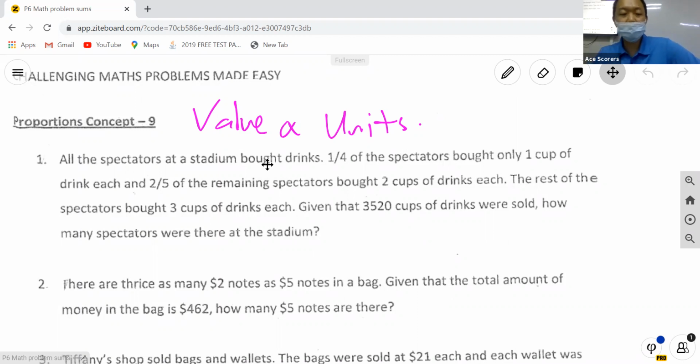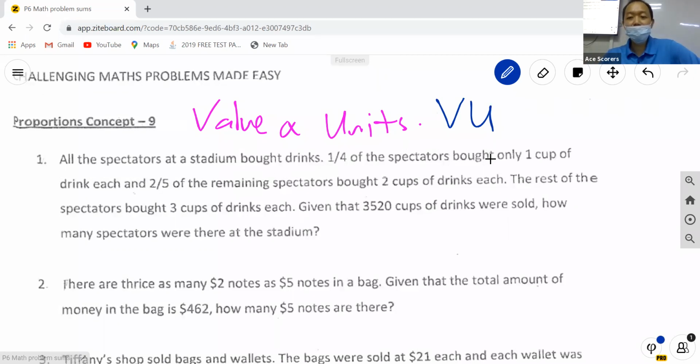So what we're going to do today is this special topic called value and units. Now this is my favorite topic. I like to call them VU, short form. VU, value and units, like deja vu. Very loud. So all the spectators at the stadium bought drinks.